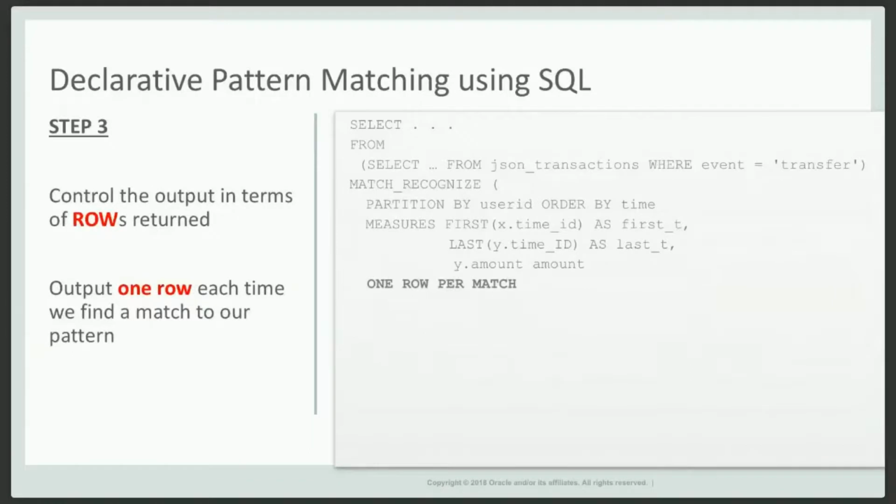The next thing I need to determine is what type of information I want back when I discover a pattern. Do I want as much information as possible, or do I want a summary? In this case, I've said I'm going to go for one row per match. So if I get a match, it's going to return one row. This is the match, and it's going to give me the first time ID, the last time ID, and the amount for each match that I find.